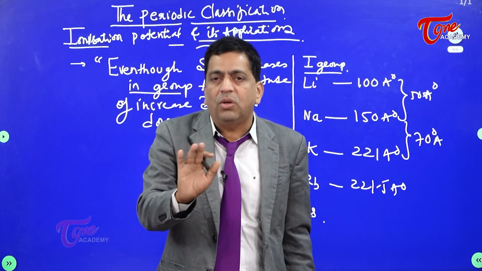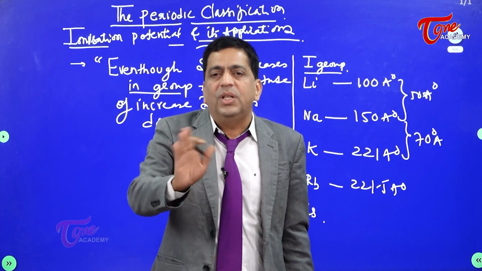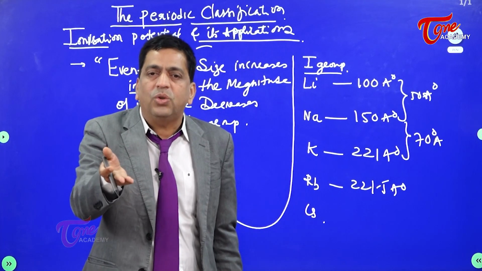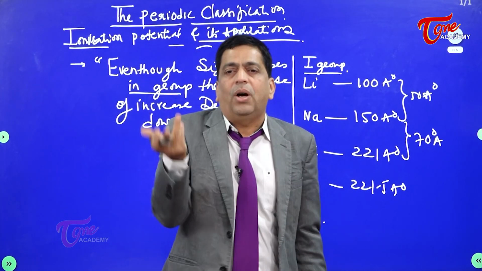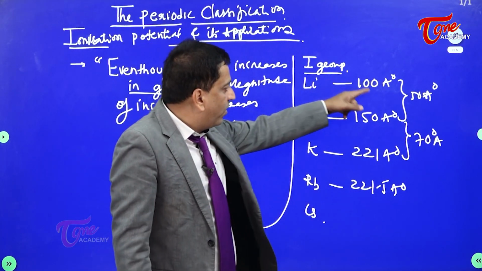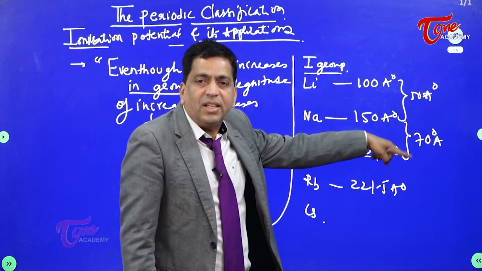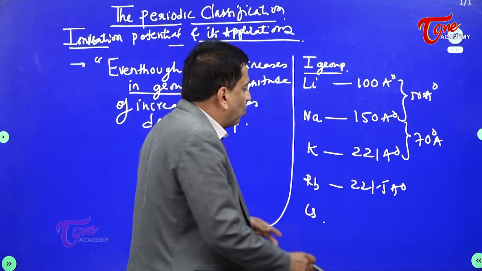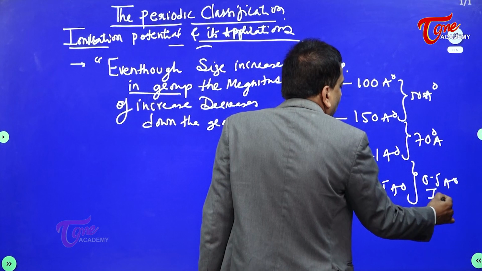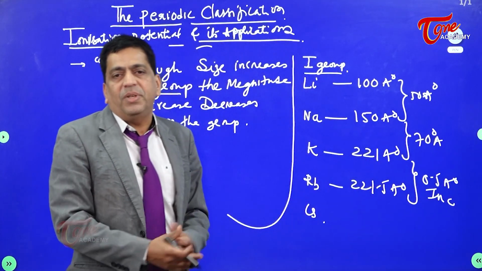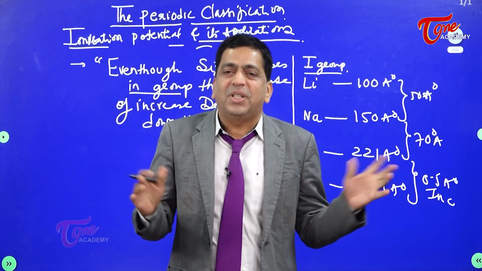Purely arbitrary. These are not actual values. If you want actual values, please refer to a Clark table or your textbooks. What is happening here is you have a 50 units magnitude increase, then 70, and then suddenly 221.5, which is around a 0.5 angstrom increase.